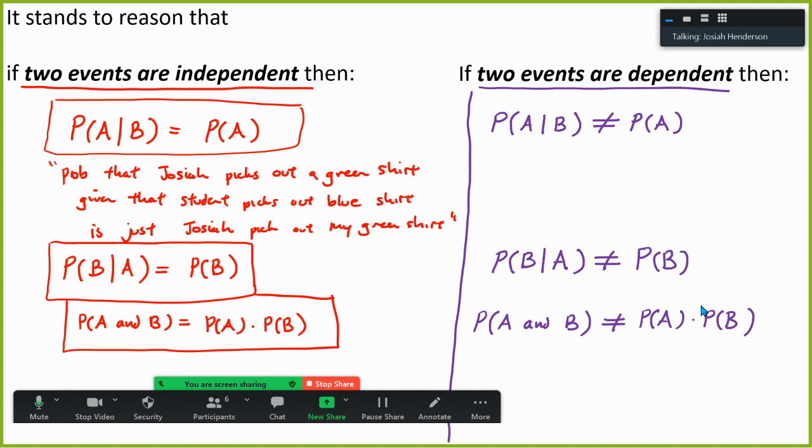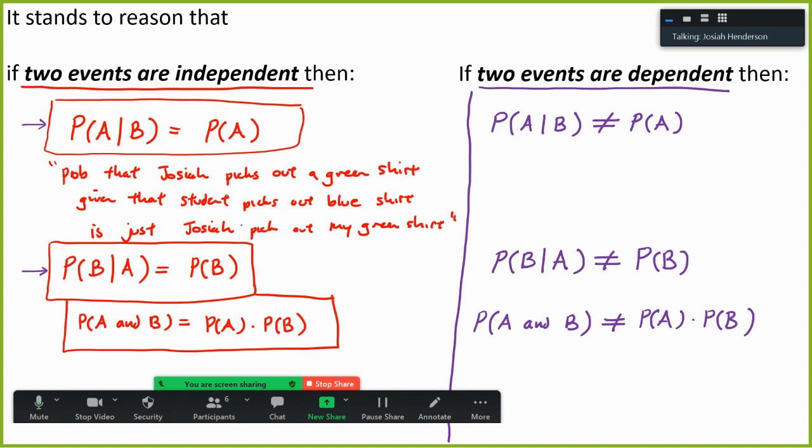And therefore, if we were making some statement like the probability that Josiah picks out a green shirt, given that, I'm going to pick on Manaya again, that Manaya picks out a blue shirt, is just the probability that I pick out my own green shirt. So putting in the given that someone else, given that the second event is happening, that's extra. It's not really necessary. And that's why these in the red boxes are true, because the given that B occurred or given that A occurred is just completely extra.